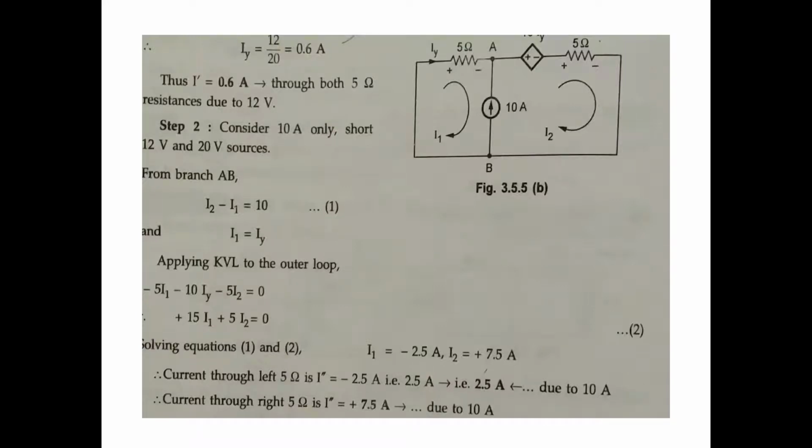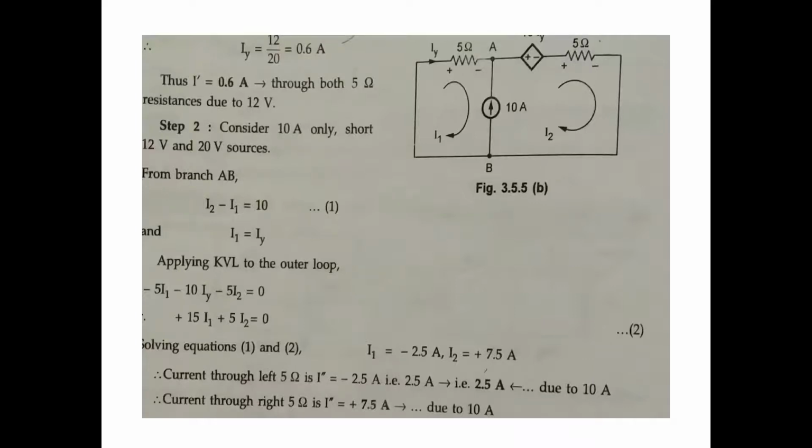Step number 2. Consider 10 amps only, short the 12 volts and 20 volts. Only consider the current source; the remaining voltage sources are shorted from the branch AB. Here I2 minus I1 equal to 10. That is equation number 1. Also I1 equal to IY. Why I1 equal to IY? Because the current flowing to the 5 ohm is IY.